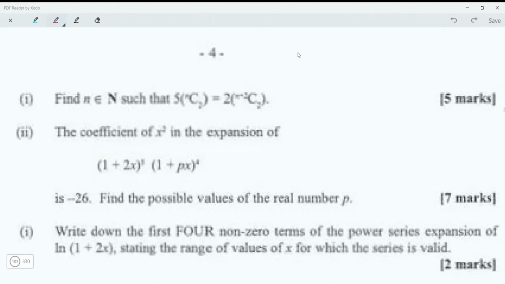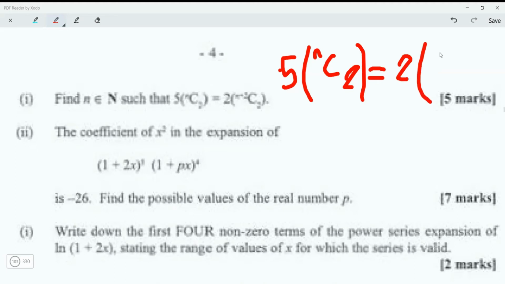It is saying 5 times n choose 2. It is saying that this right here, 5 times n choose 2, is equal to 2 times, in this bracket, n plus 2 choose 2. Now we need to find what n is that satisfies this equation.